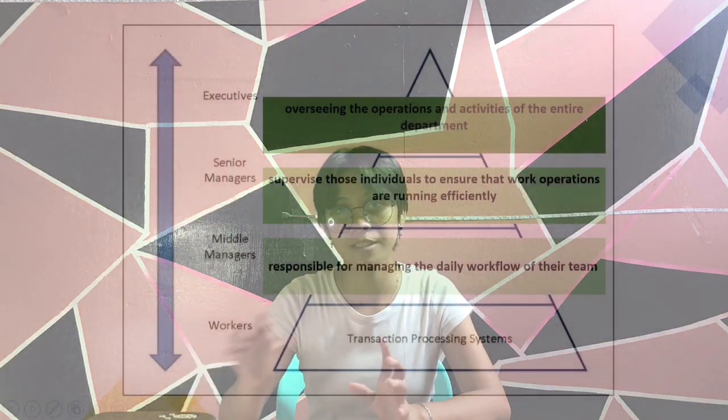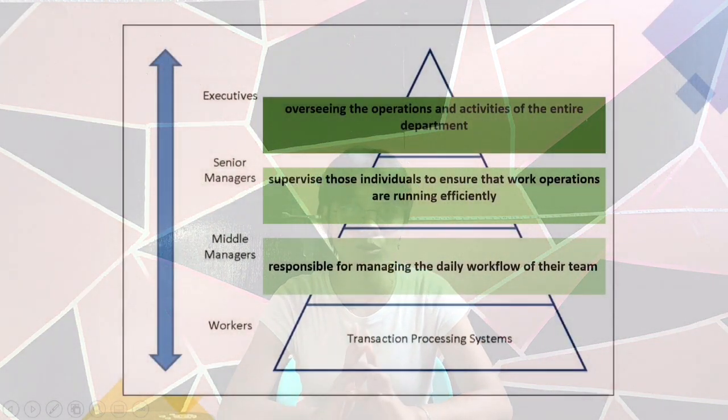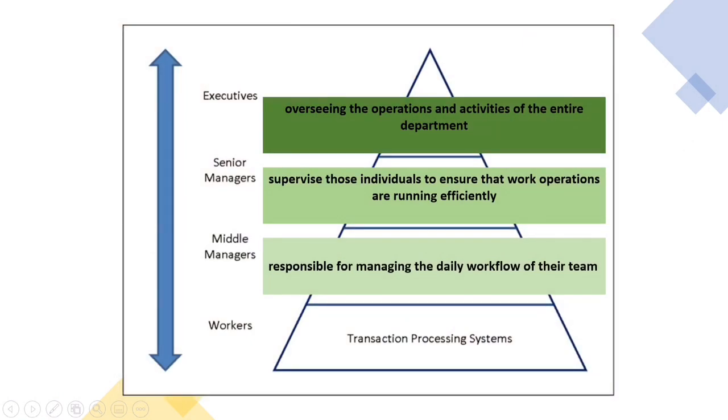And the preceding prominent levels are composed of middle manager, senior manager, and the executives. They are the ones who are responsible for managing the daily workflow of their team, supervising those individuals to ensure that work operations are running efficiently, and overseeing the operation and activities of the entire department respectively.